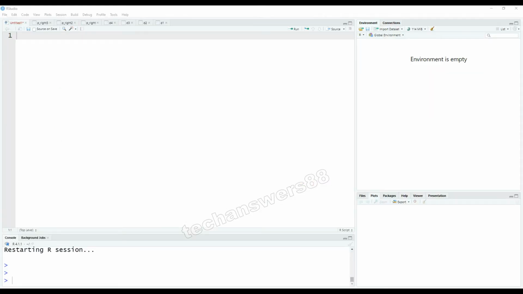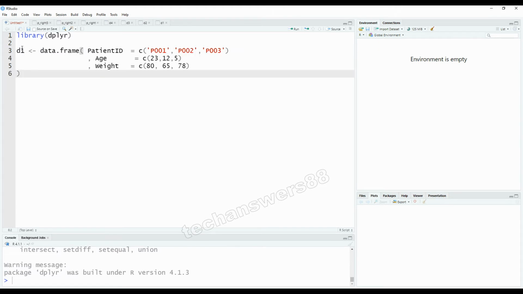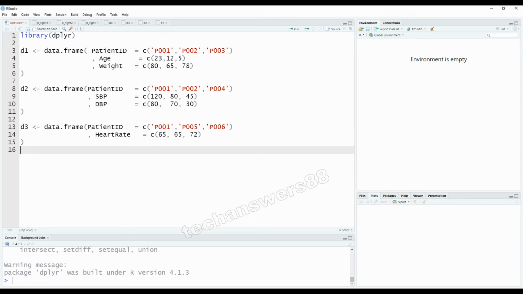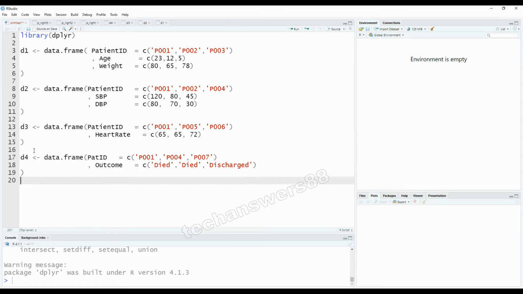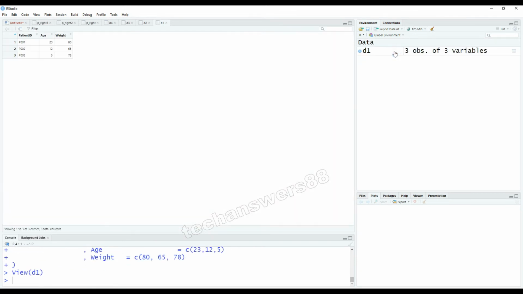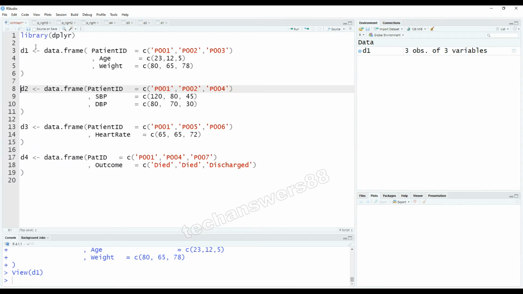Let's do a practical demonstration of the right-hand join. We'll be using the package dplyr. Now let's create some dummy data. We'll be using the first data set D1, D2, D3, and D4. So D1 represents some dummy data for some patients. So the patient ID, age, and the weight of the patient.